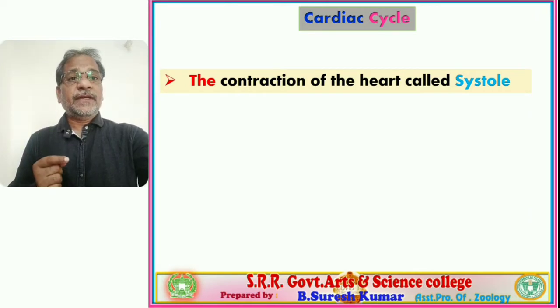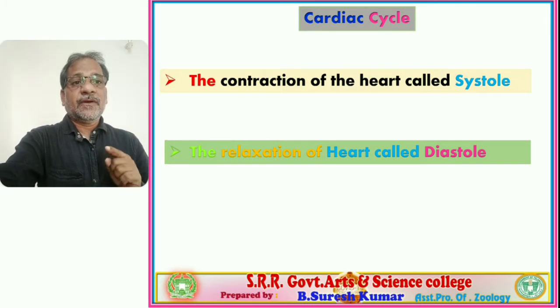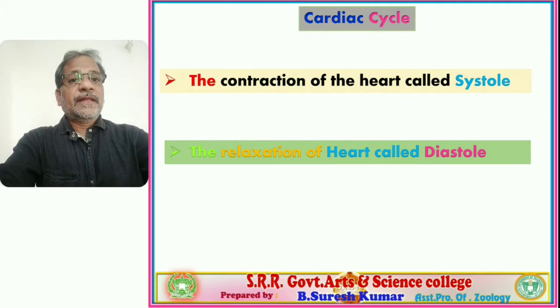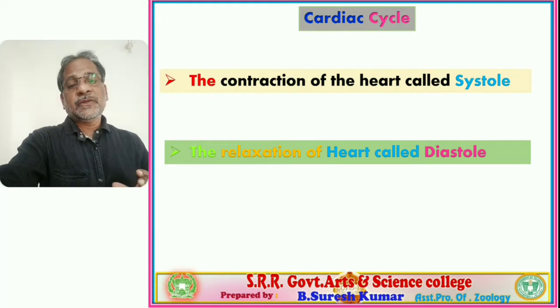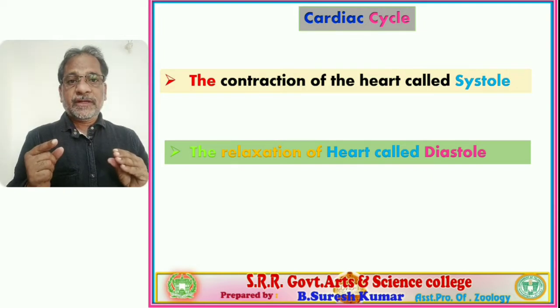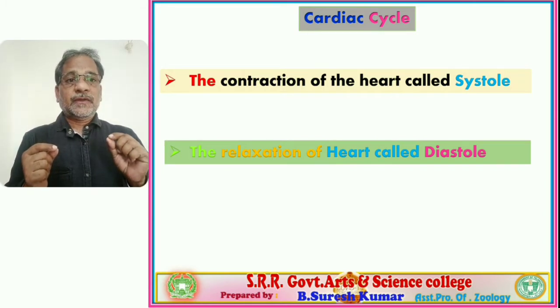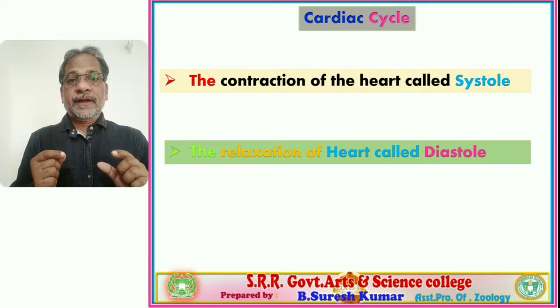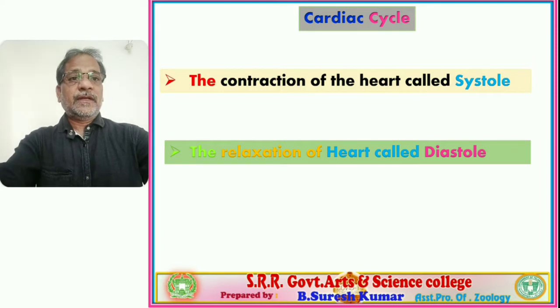The contraction of the heart is technically called systole. Remember, very important. The relaxation of the heart is technically called diastole. Very important, asked in entrance examinations: what is systole? Systole is nothing but contraction of the heart. That is the technical term. And the relaxation of the heart is called diastole. So one cardiac cycle includes one systole and one diastole, right?